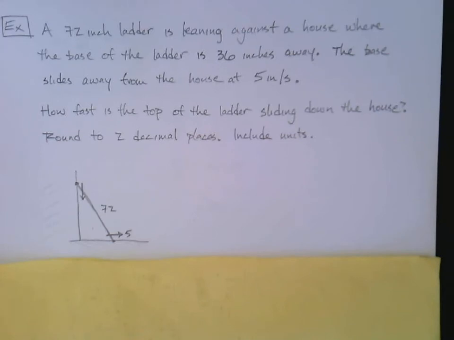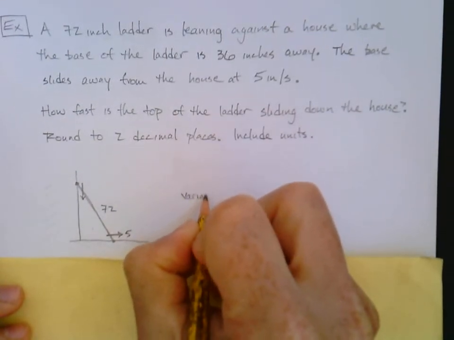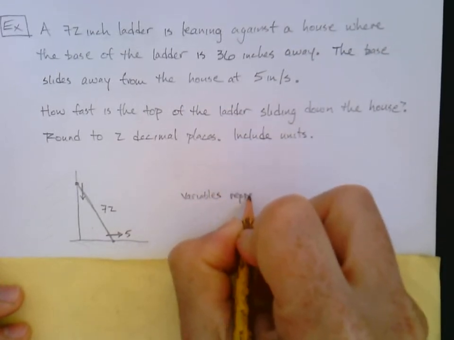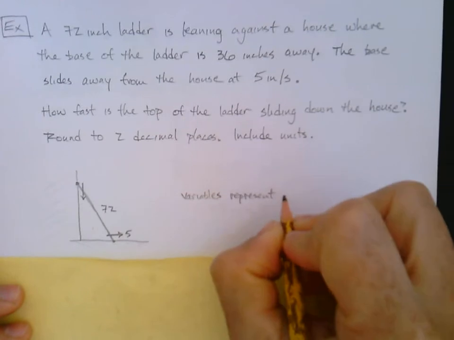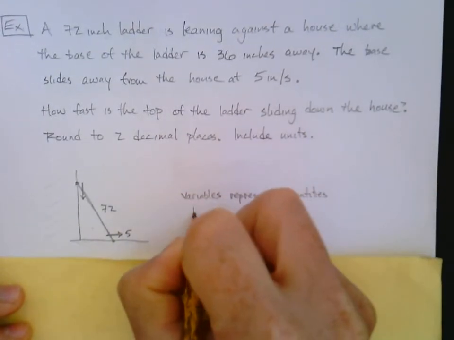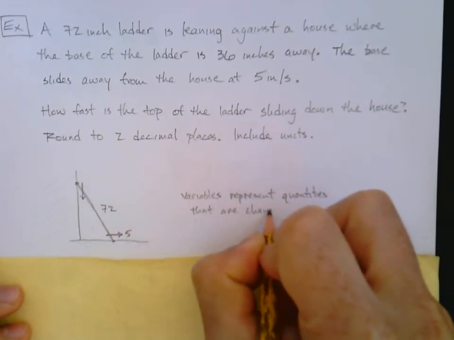Okay, so far we've got a good start, but we don't have any variables yet. We really need to incorporate some variables. Here's what we're going to do. The variables represent quantities that are changing. Let's write that out. Variables represent quantities that are changing, or you might say in motion.